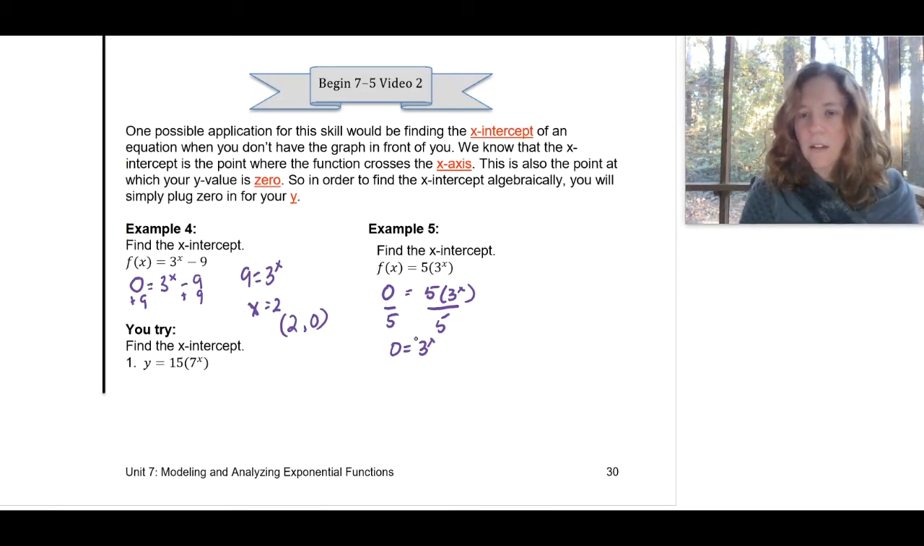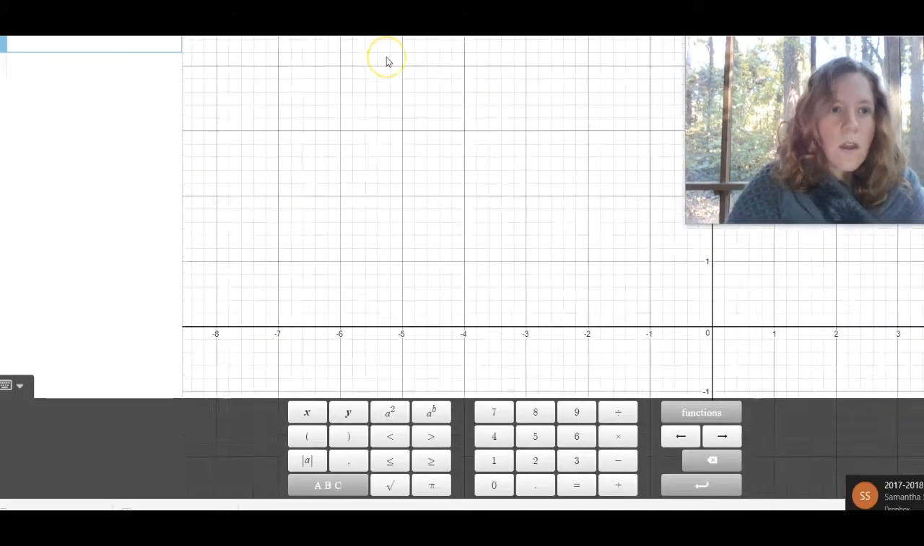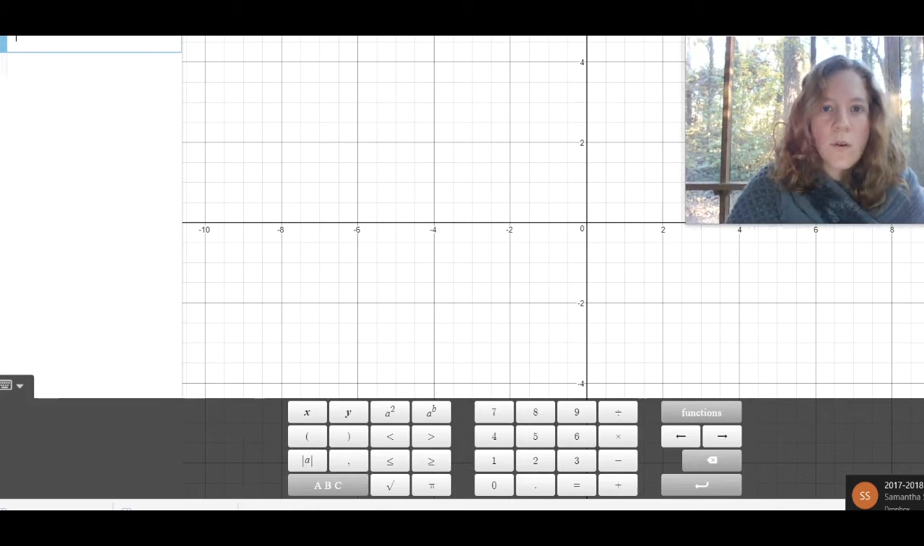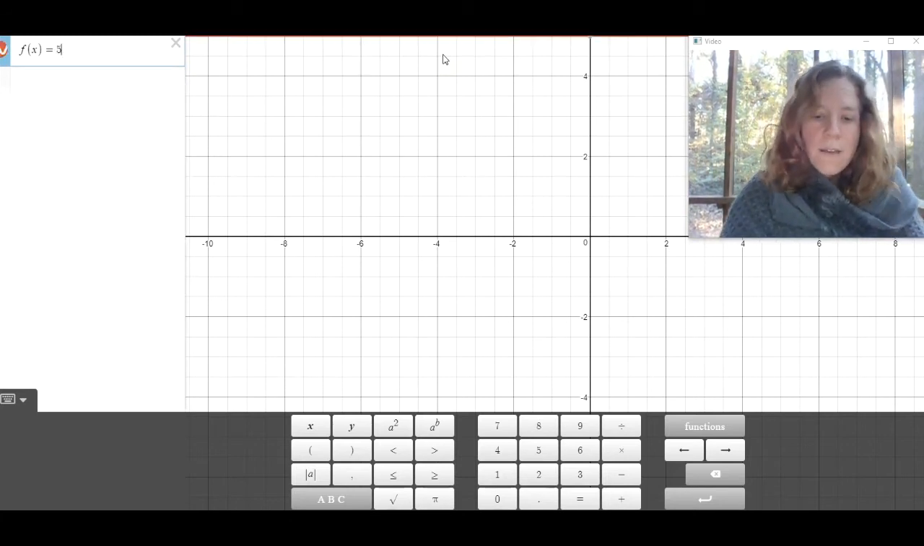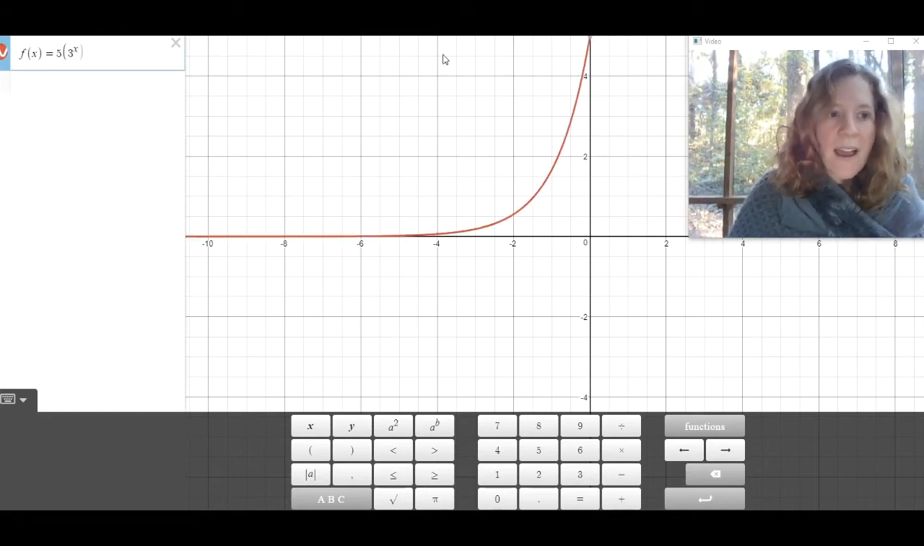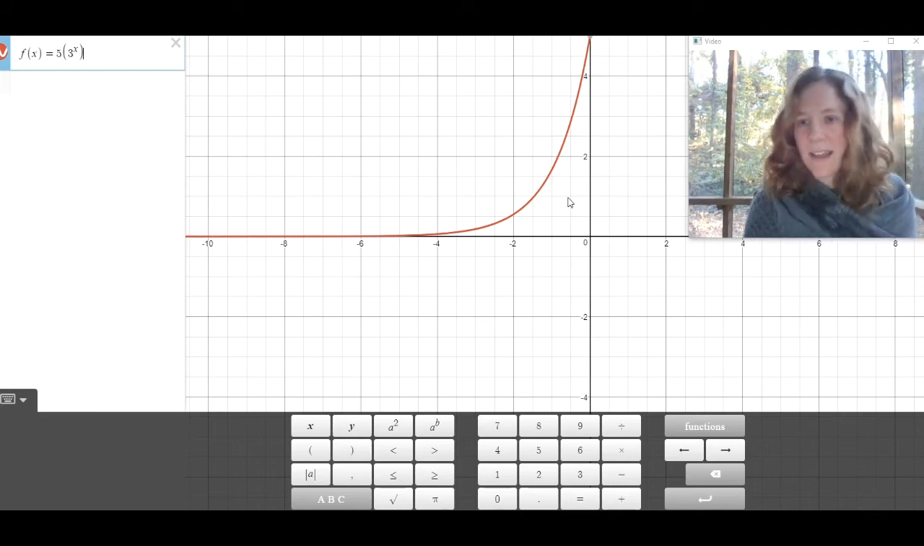So then I start to panic a little bit, so I decide to go to Desmos. So let me pull up Desmos really quick. Okay, so in Desmos, I am going to type this function in, and it said f of x equals 5 times 3 raised to the x power. And remember, I'm looking for what is my x-intercept. Well, we should have thought of this before. There's an asymptote at 0. This thing isn't going to have an x-intercept because it never crosses that x-axis.